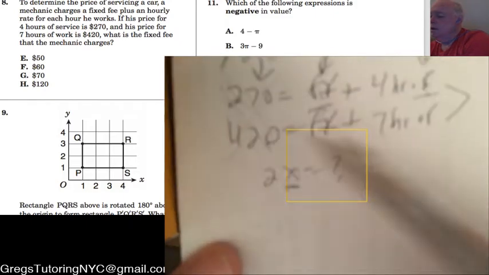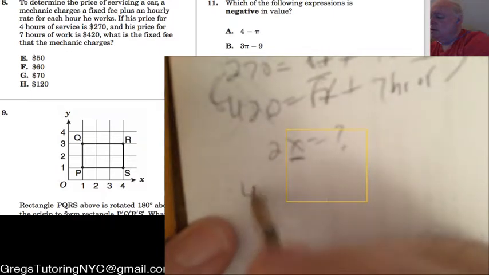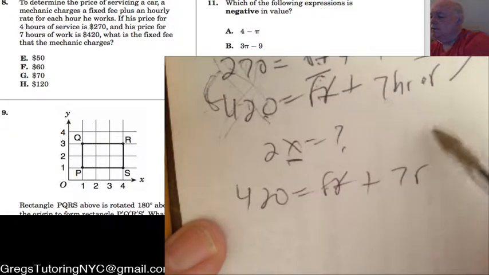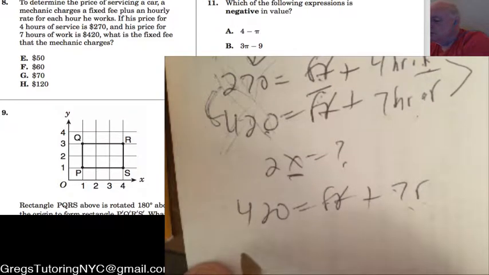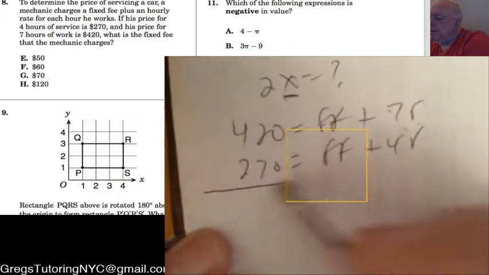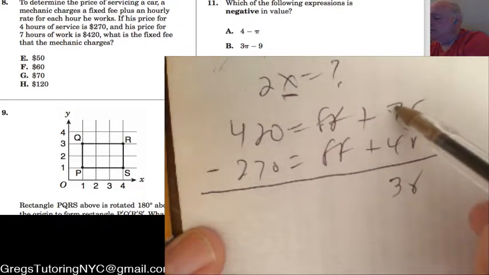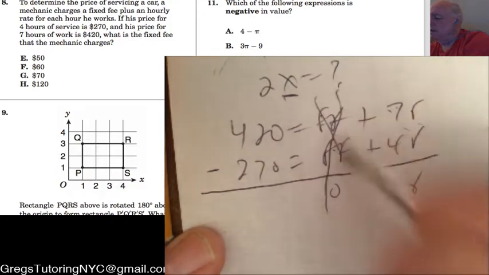So because we want our subtraction to be nice, we're going to flip these two sentences. I'm going to rewrite those: 420 equals F plus 7R, because we know it's 7 hours times the rate, and the other one was 270 equals F plus 4 times the rate. What we're going to do is literally subtract these two sentences. So what we're going to get is 3 times the rate. 7 minus 4 is 3. F minus F is 0, so this bugger cancels out.